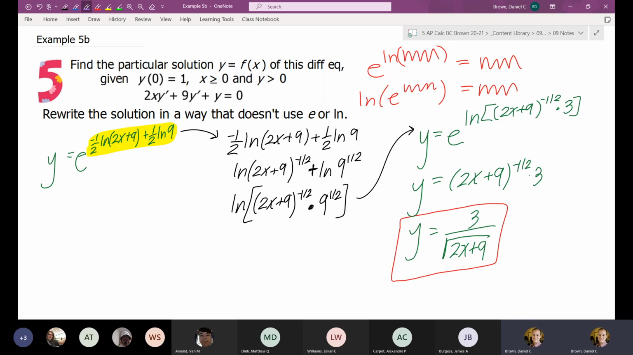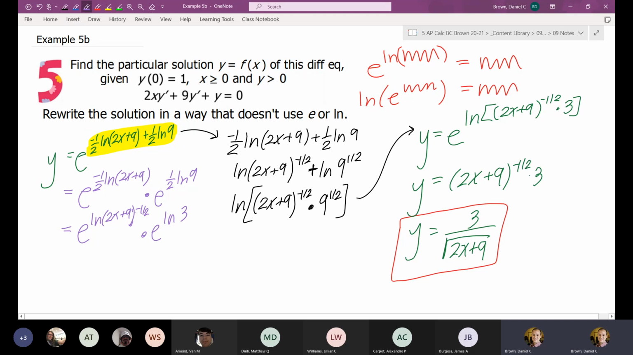We could use properties of exponents. And properties of exponents state that when you are adding in the exponent, that's the same thing as multiplying. So you could have written it this way, and then it's a similar process. Those coefficients would move up into the exponent. So I have e to the natural log of (2x + 9)^(-1/2) times e to the natural log of 3.